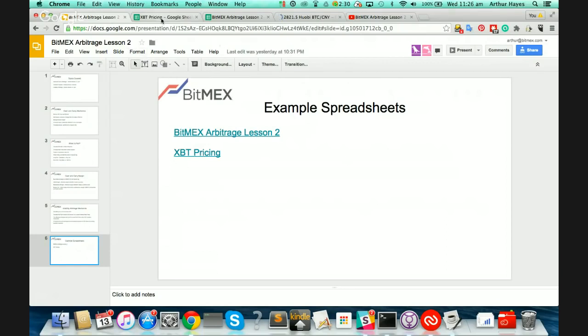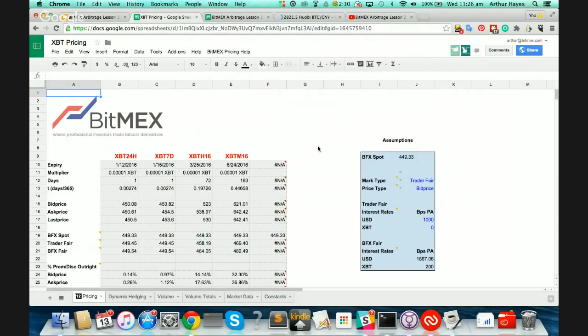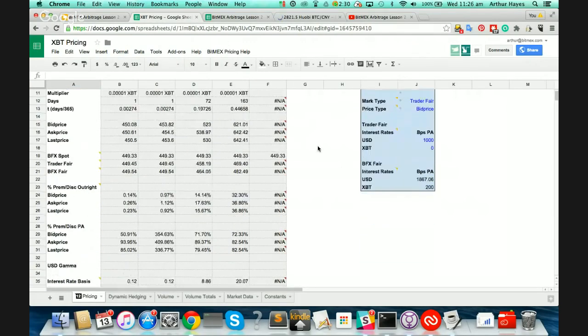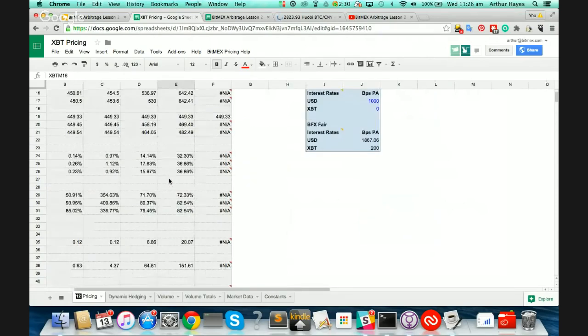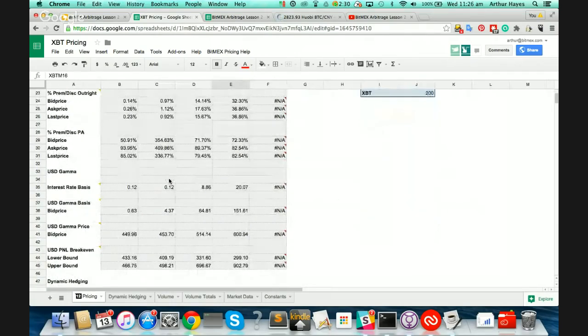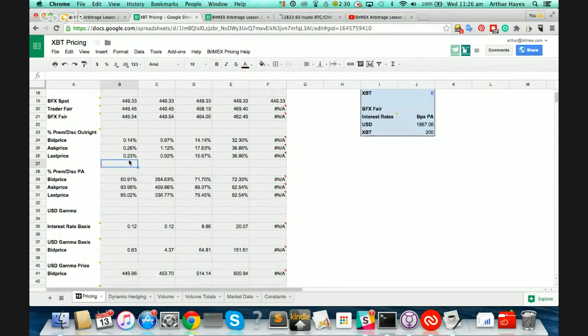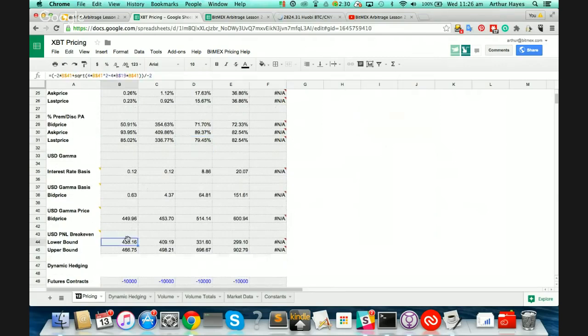slide deck. Now, again, we referred to this XBT pricing spreadsheet in the last lesson. This one has more detail on all the other contracts that we offer at BitMEX, and you can get some more live-looking data out of this. And in this you can see the curve, how things are doing on the bid-ask, which contracts look most attractive for these types of strategies, and then your break-even points on the upper and lower levels.